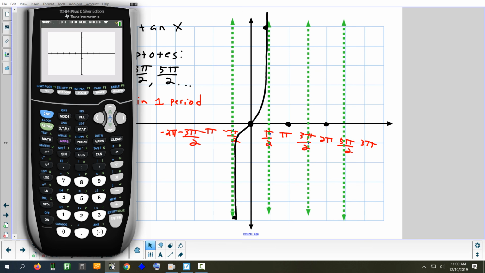That picture will repeat itself over and over. And each time you see it repeating, that's another cycle. The one I drew is right here, right in the middle. But I could copy and paste that picture over and over. And that's the picture of tangent.